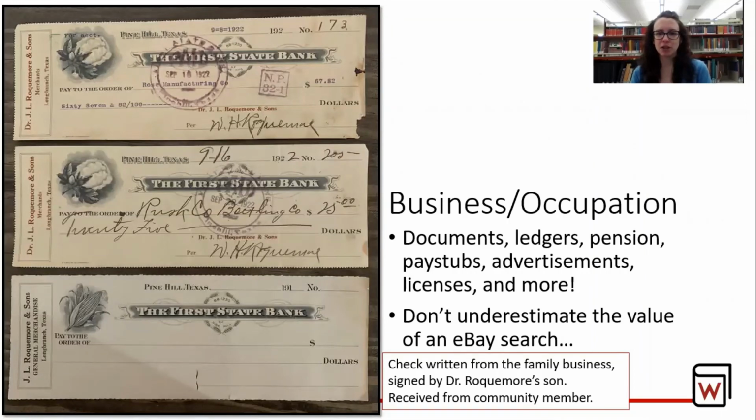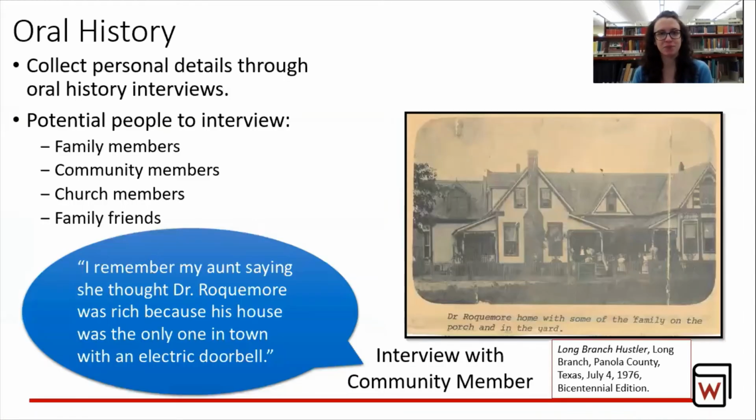Here are some checks written from the Dr. J.L. Rockmore and Sons business by Dr. Rockmore's son, William Rockmore. And these were received from someone who lived in that community who collected local history items.